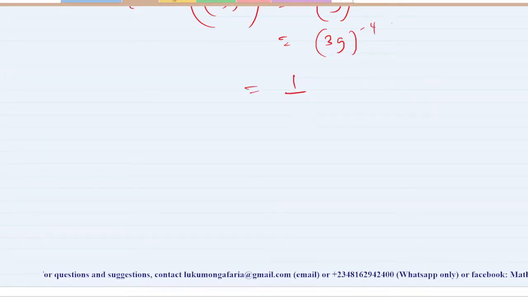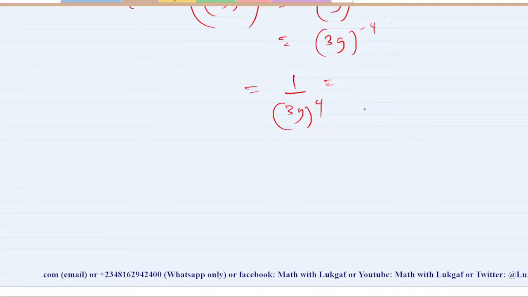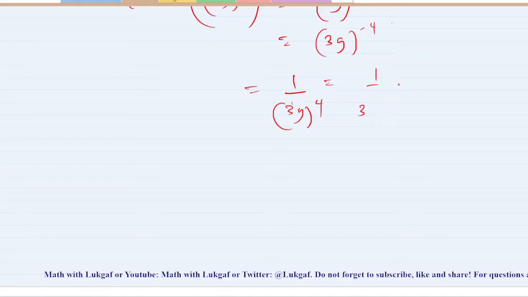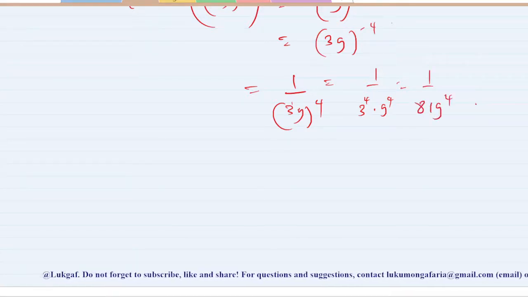That's 1 divided by 3g, everything raised by 4. Then if you do it one by one, if you still apply the rule, that's going to give you 3 raised by 1 times 4 multiplied by g raised by 1 times 4, which is 4. That's going to give you 1/81 g raised by 4. So 1/81 g raised by 4. It's as simple as that.